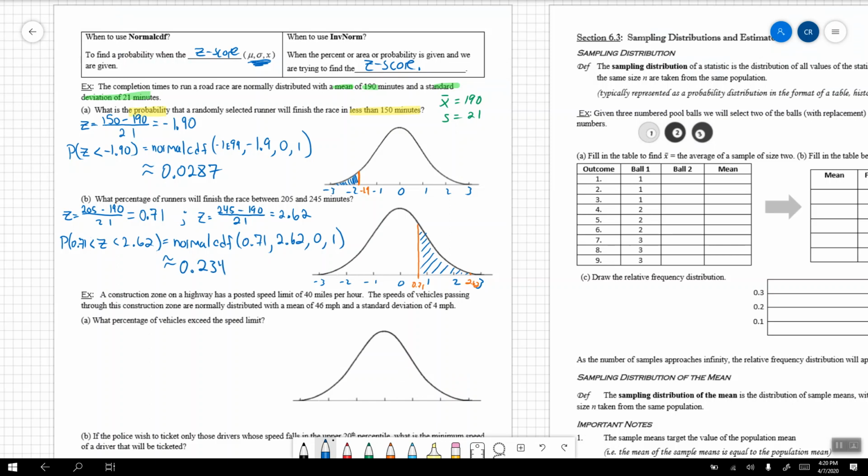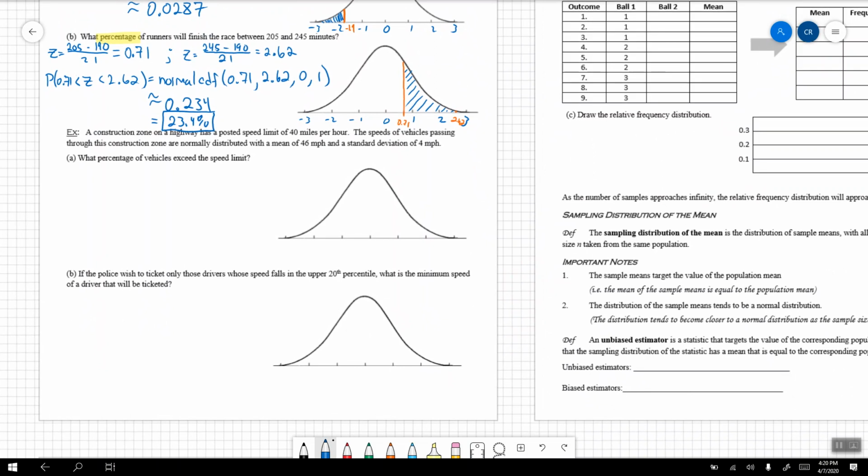So the percentage we were looking for, I'm not completely done because the percentage here is going to be 23.4%. This is the answer that I want. Because it's asking me for a percentage, I need to give the answer as a percent, whereas in the previous question, part A, it said probability. So in this case, the percentage of runners that will finish between 205 minutes and 245 minutes is roughly 23.4% of the runners. Awesome.